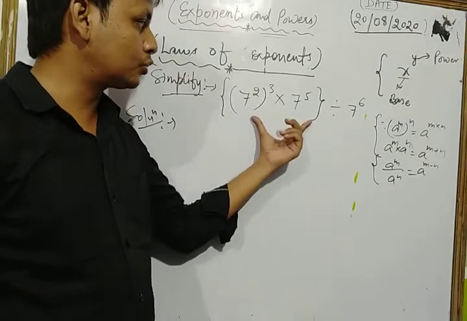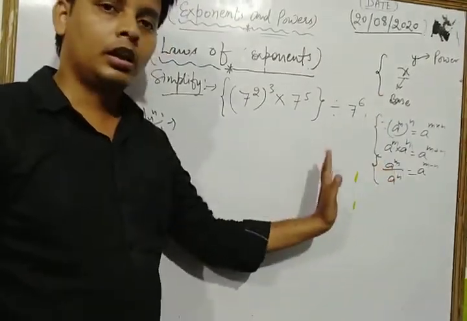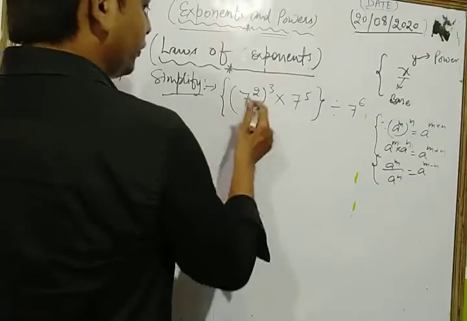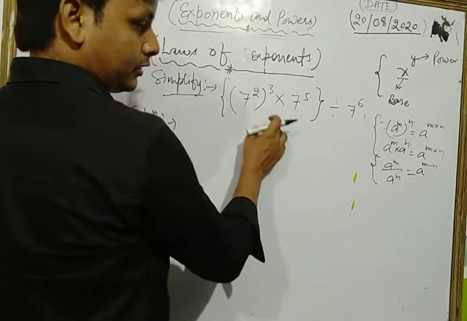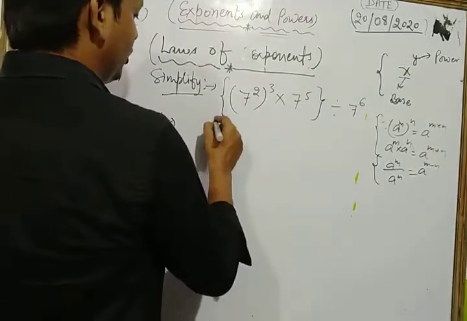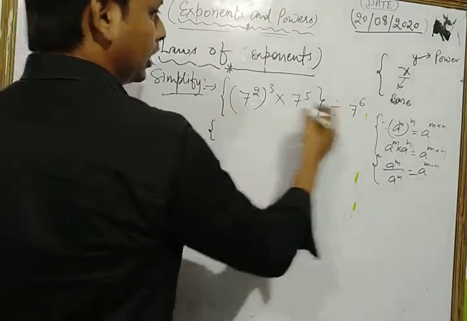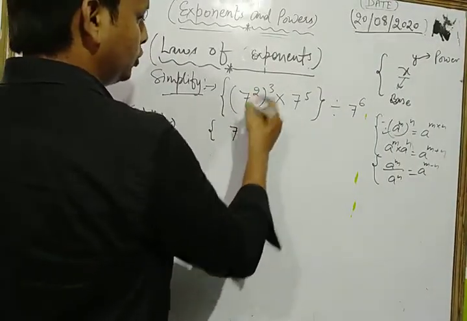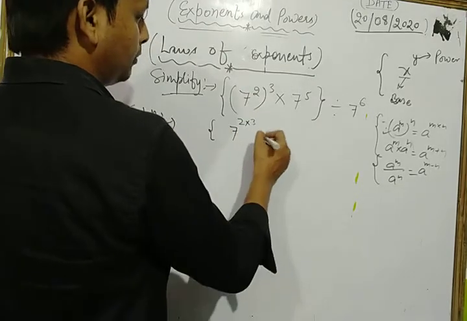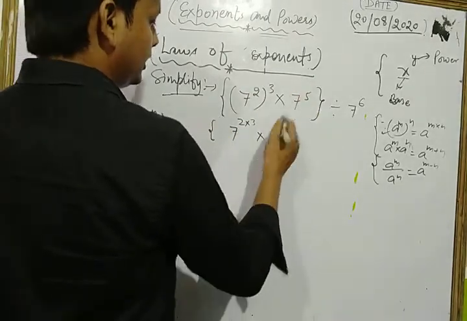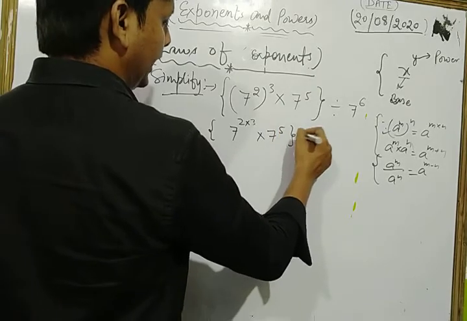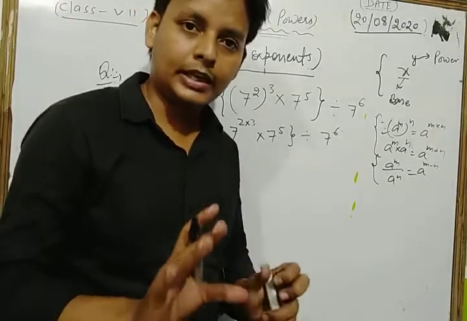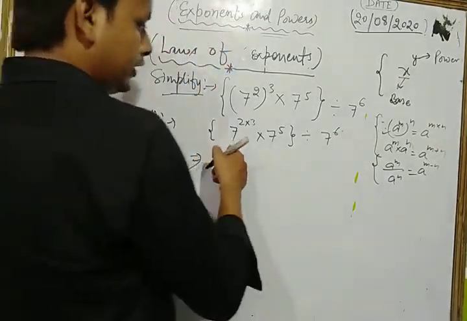Dear students, in this question we use the following laws of exponents. First of all we simplify the value within the brackets, using this law of exponents. So we have 7 to the power 2 into 3, multiplied by 7 to the power 5, divided by 7 to the power 6. Any doubt? Now it is clear. Okay.